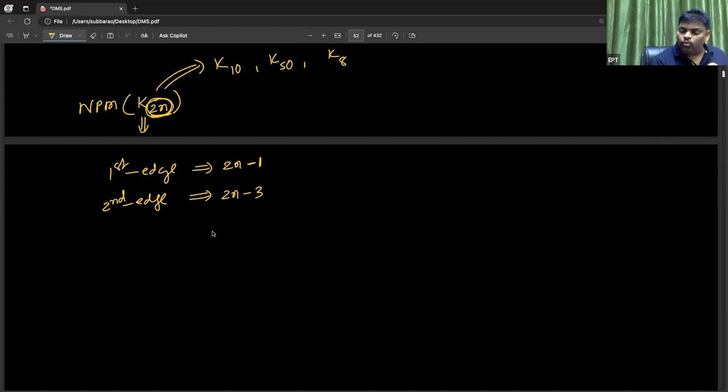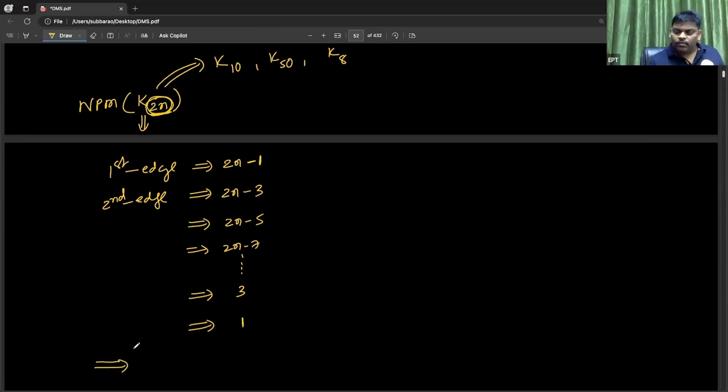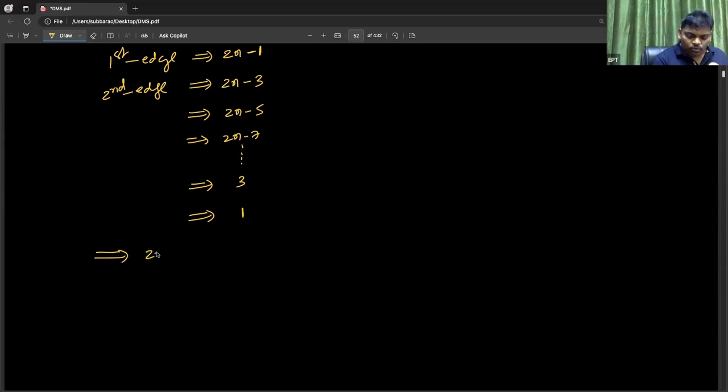Every time two people are going out. If you observe clearly, next again 2 people will go out, 2n minus 5, and again 2n minus 7, and so on. Lastly, 3 will come, and lastly 1 will come. So this answer is the number of perfect matchings for K2n. The answer is 2n minus 1 into 2n minus 3, a difference of 2 because every time 2 people go out, into 2n minus 5, and so on, lastly 3, and again 2 people go, 1.